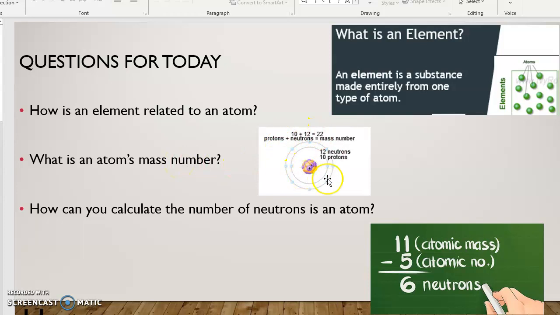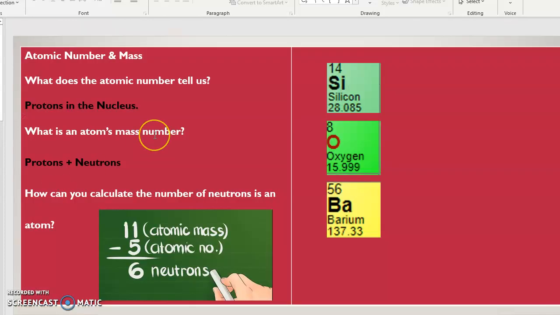A mass number is just the number of protons and neutrons within the nucleus. And you will have to calculate the number of neutrons in an atom, so just remember that you have to take your atomic mass and subtract it from your atomic number to be able to get your neutrons. And that can be done with the use of your periodic table of elements. If you are taking the test, make sure you have a periodic table of elements.